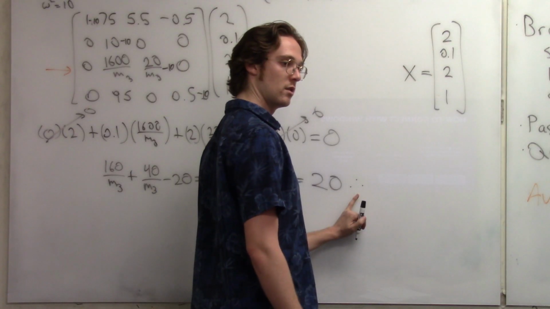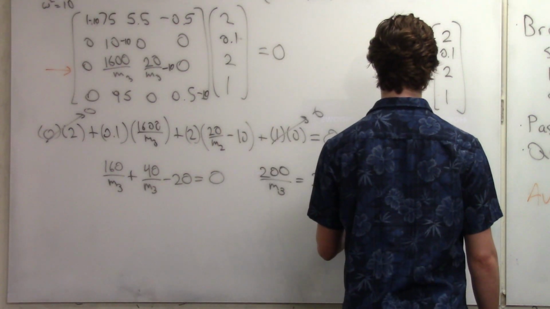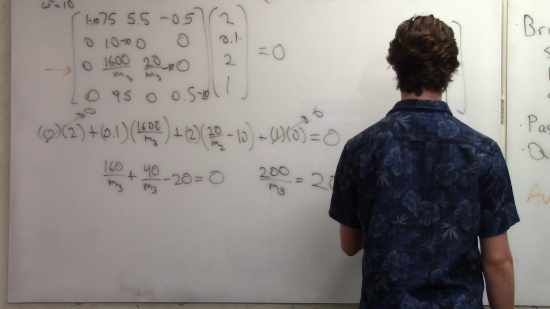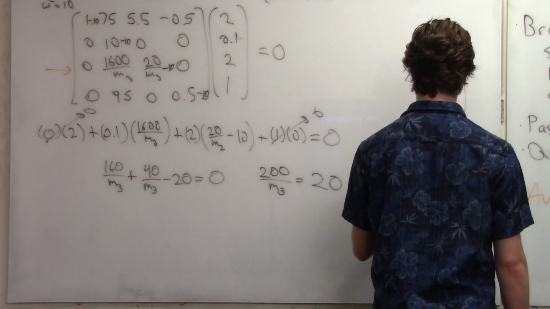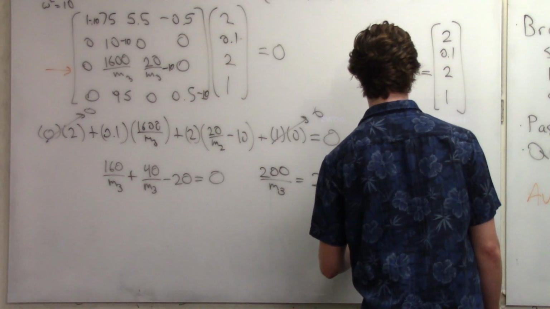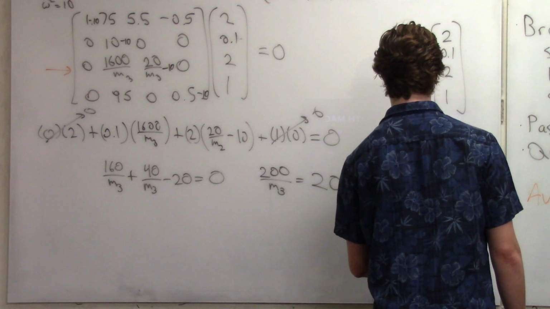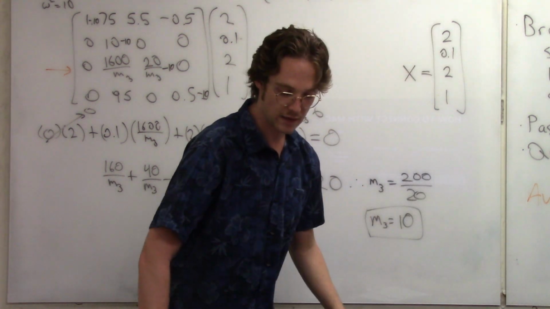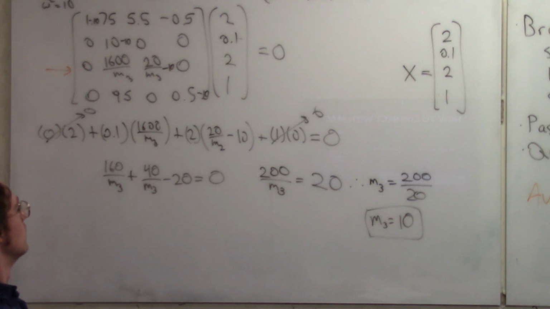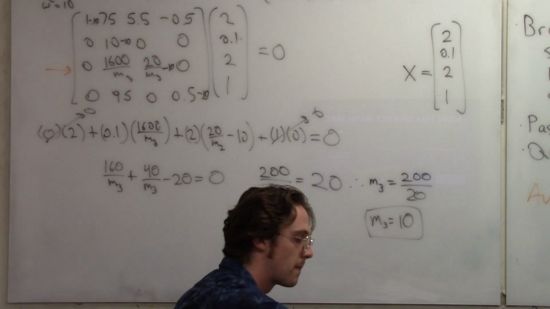Have you all seen this before? Yep. Therefore m3 is equal to 200 over 20, and m3 is simply equal to 10. And that's how we solve that problem. That was it, just to calculate M3? Yep.